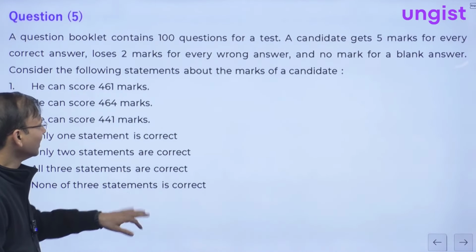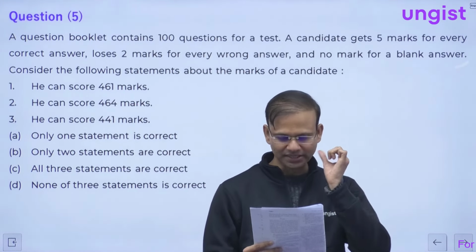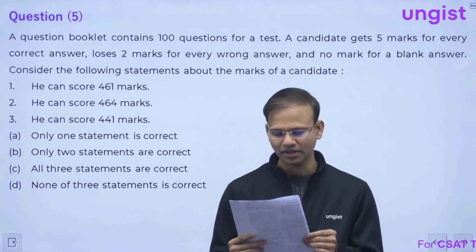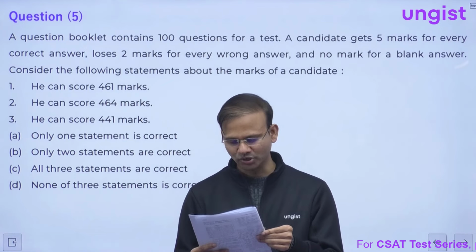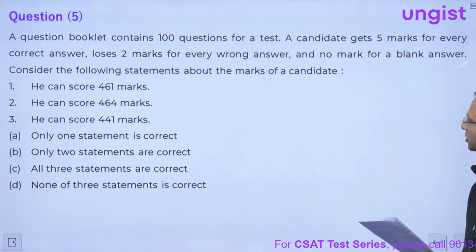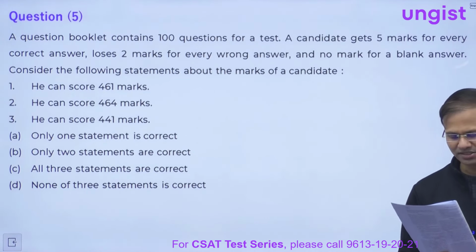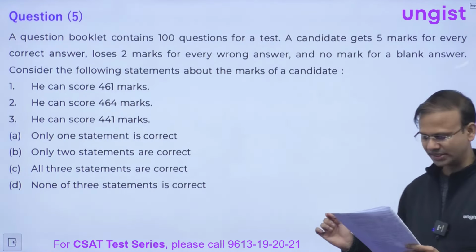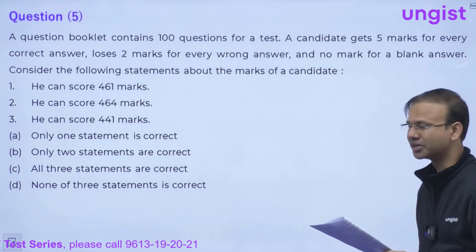So anyways, guys, question number 5. A question booklet contains 100 questions for a test. A candidate gets 5 marks for every correct answer and loses 2 marks for every wrong answer, and no marks for a blank answer. Consider the following statements about the marks of the candidate. The first statement is, he can score 461 marks. The second is, he can score 464 marks. And the third one is, he can score 441 marks, right? The options are: only one statement is correct, only two statements are correct, all the three statements are correct, and none of the three statements is correct.